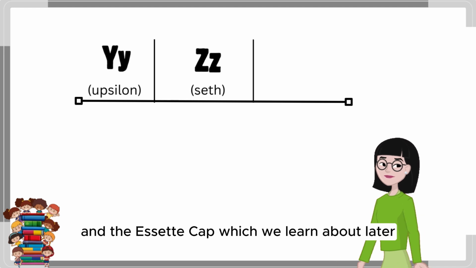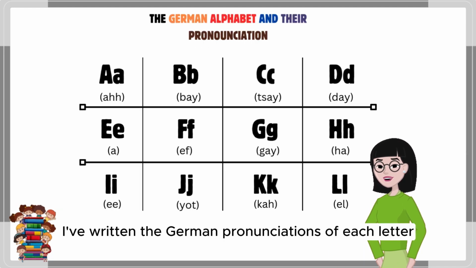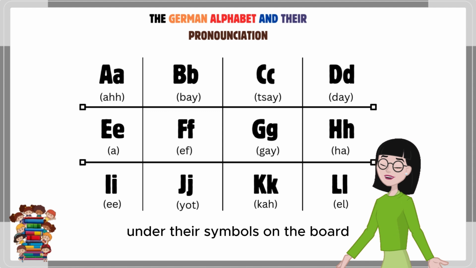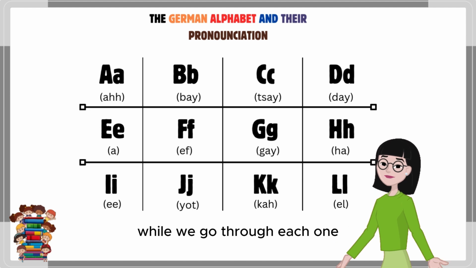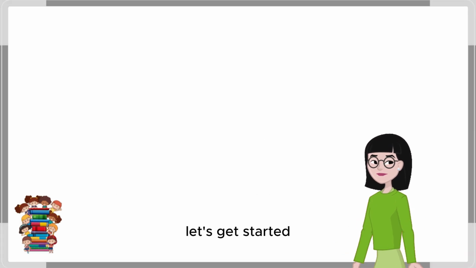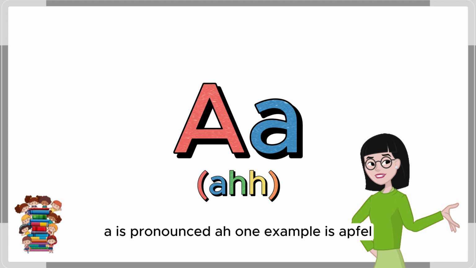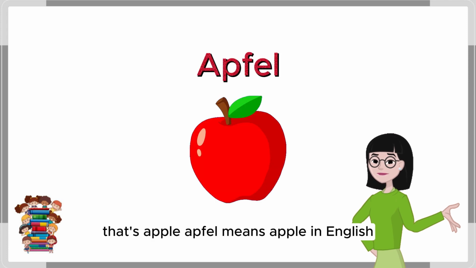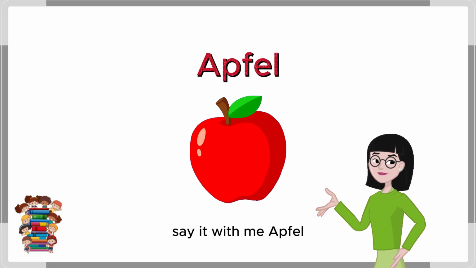learn about later. To help you follow along, I've written the German pronunciations of each letter under their symbols on the board. This way, you can see how to say them properly while we go through each one. Let's get started. A is pronounced ah. One example is Apfel, that's apple. Apfel means apple in English. Say it with me, Apfel.